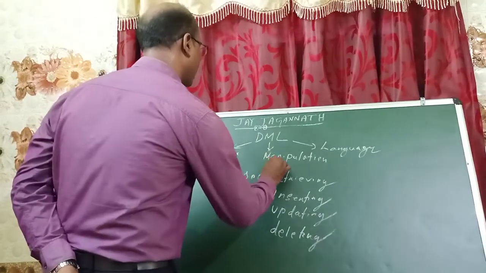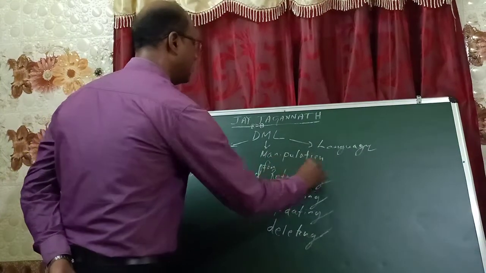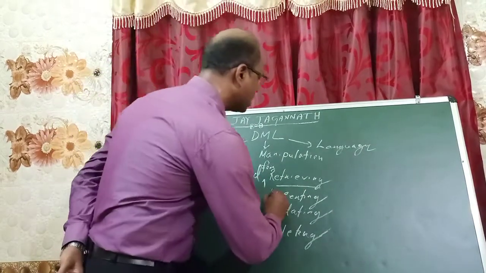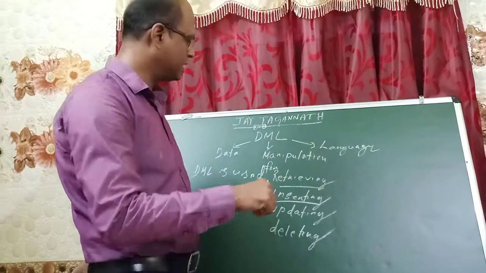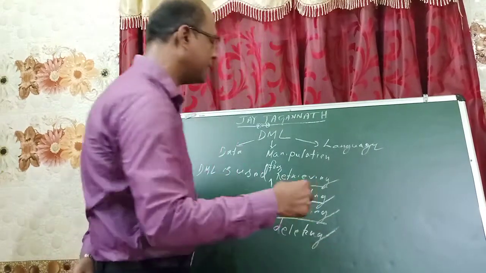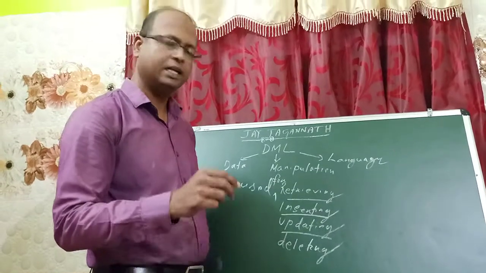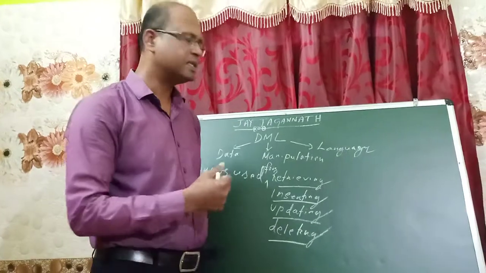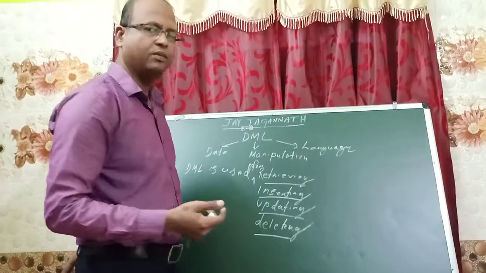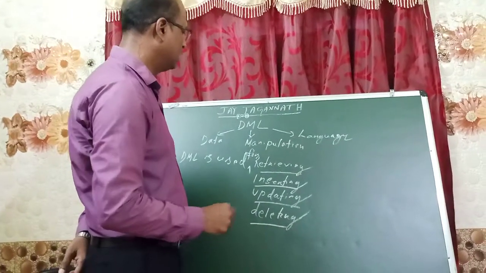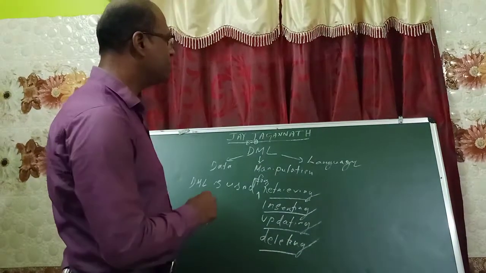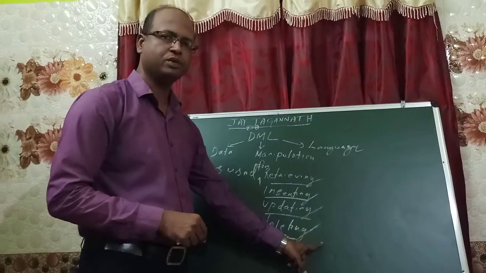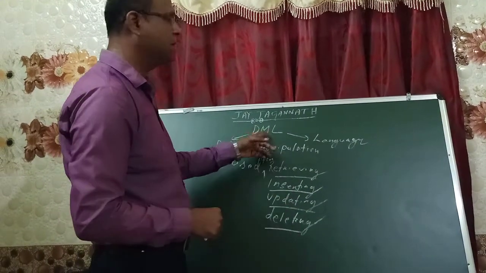The DML is used for retrieving. Retrieving means you can extract some data from the table. Inserting, you can enter some new data inside the table. Updating, you can change, you can modify the existing data inside a table. Deleting means removing unnecessary data from the table as per your requirement. For this purpose, we use DML, data manipulation language. These four kinds of purposes we can fulfill using the DML.